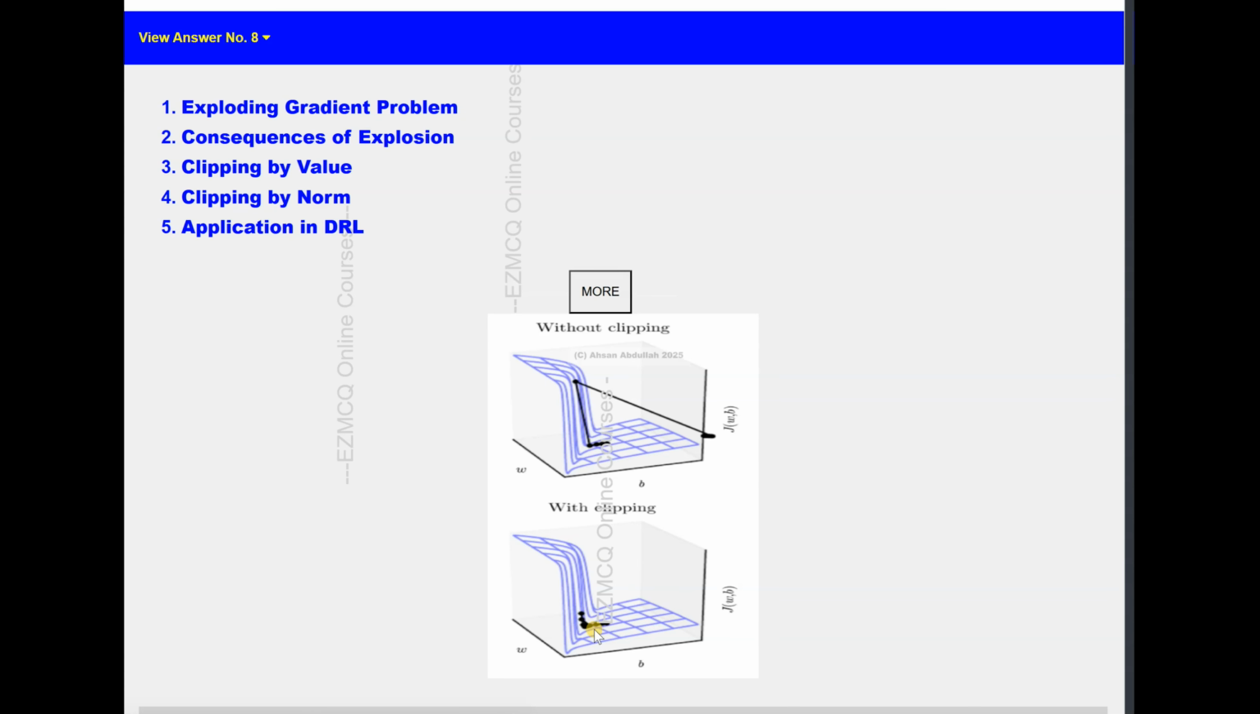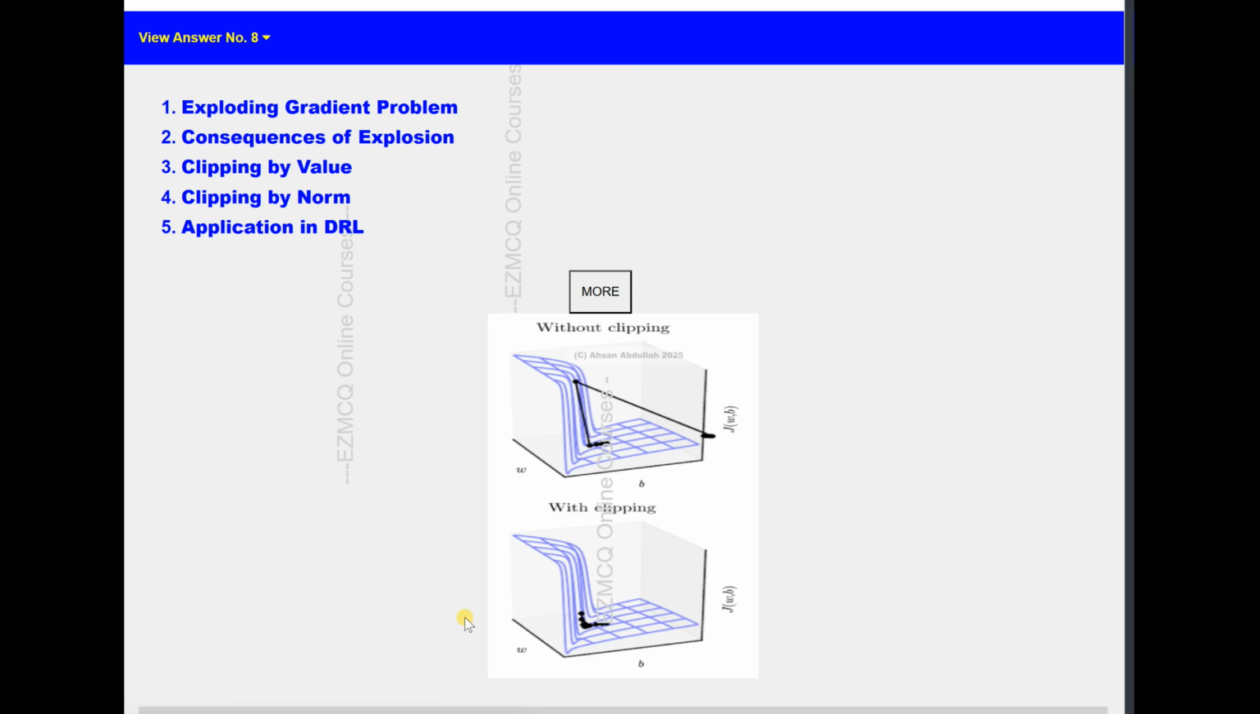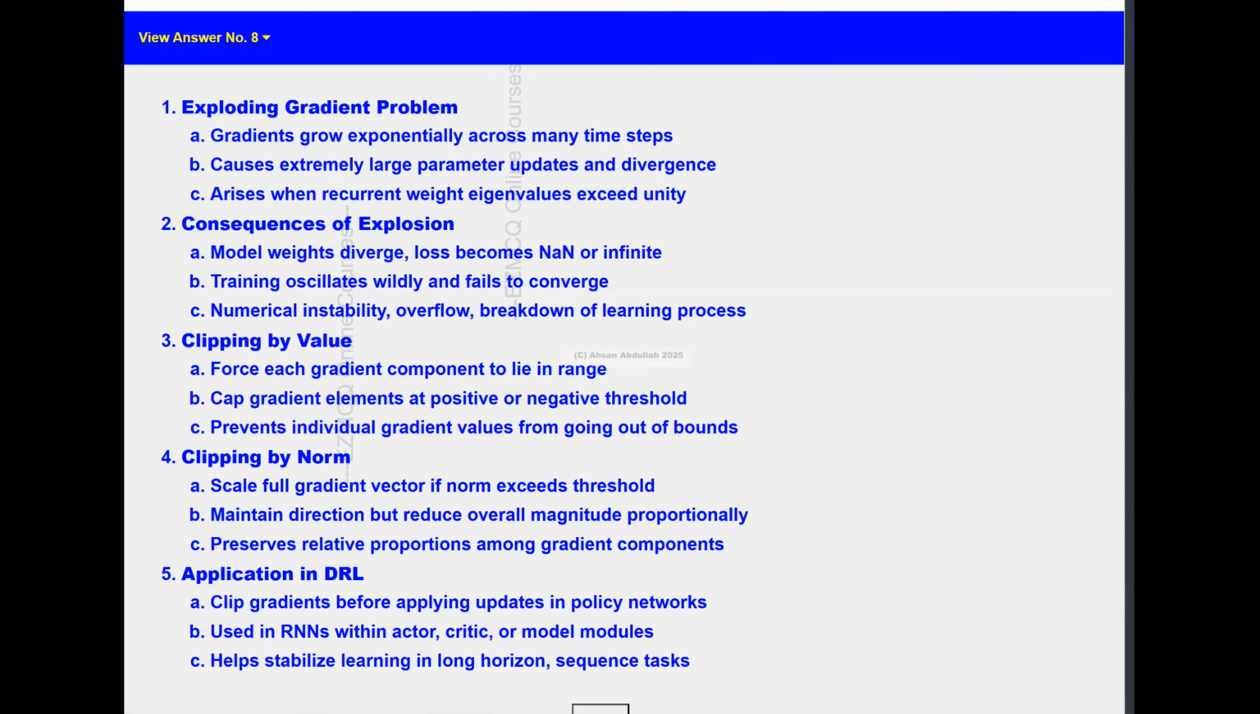Actually, in practice, clipping by norm is preferred instead of clipping by value, I'm sorry, by component. Why? Because it preserves gradient direction, which makes it a standard technique in deep reinforcement learning implementations with recurrent neural networks. So these are the points which basically convey what I just discussed.